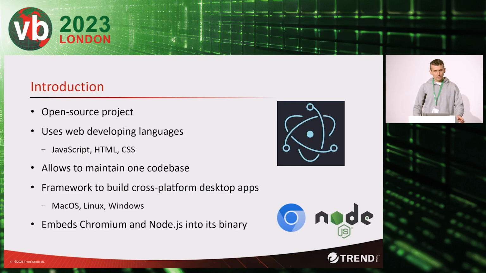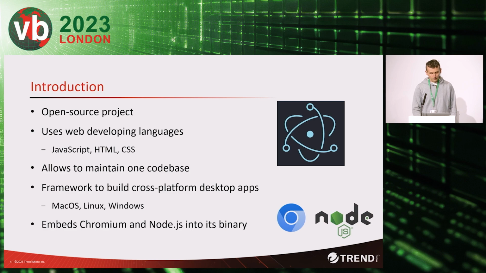So for the introduction, what is the Electron project? It's an open source project where the developer uses web-based technologies like HTML, CSS, or JavaScript. They will write the application. They have just one code base. Then they will build the application from one code base, and they will create three different packages for all three major platforms, which they can distribute to the users or to the customers.